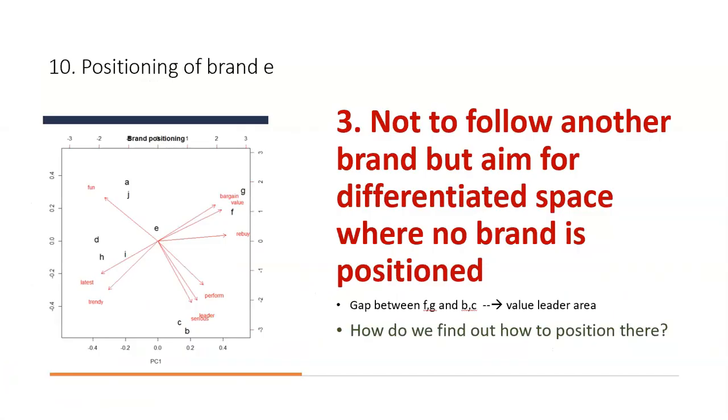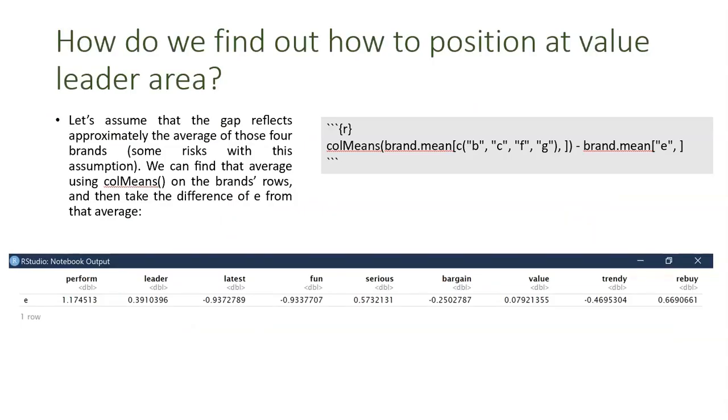So next, the third thing E can do is not to follow another brand but aim for a differentiated space where no brand is positioned. So we can see that there is some gap between this area, which is kind of a value leader area, and E can position itself and move itself to this area, which is a differentiated space. And how E can do that, although there's some risk involved in it, but we can assume that the gap reflects approximately the average of these four brands.